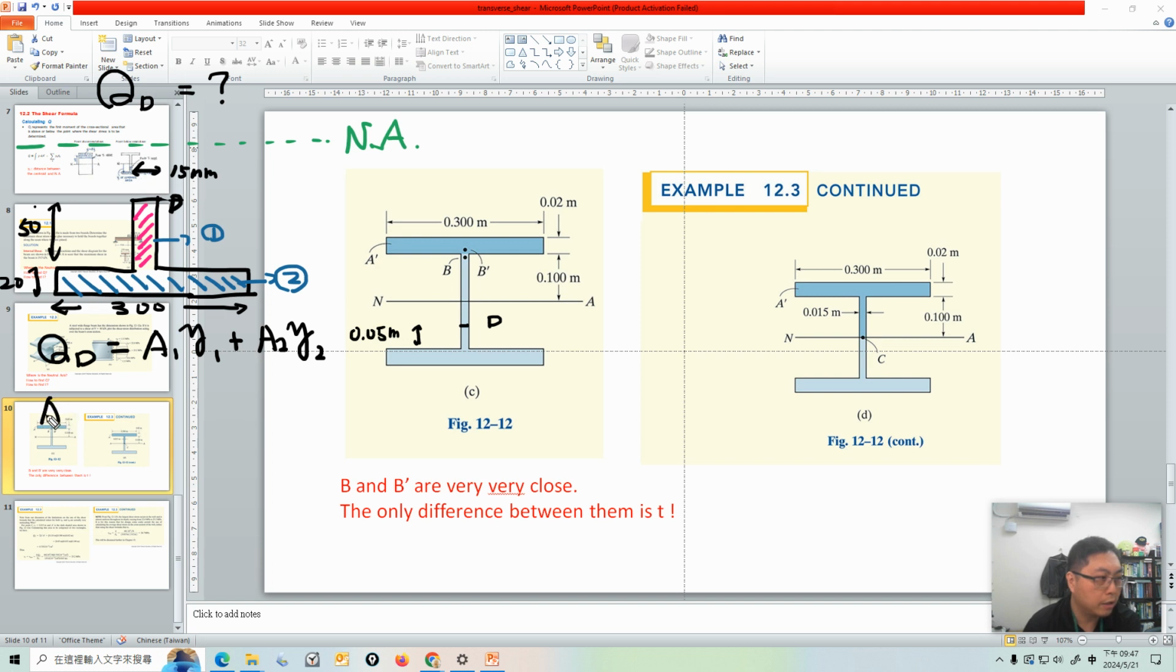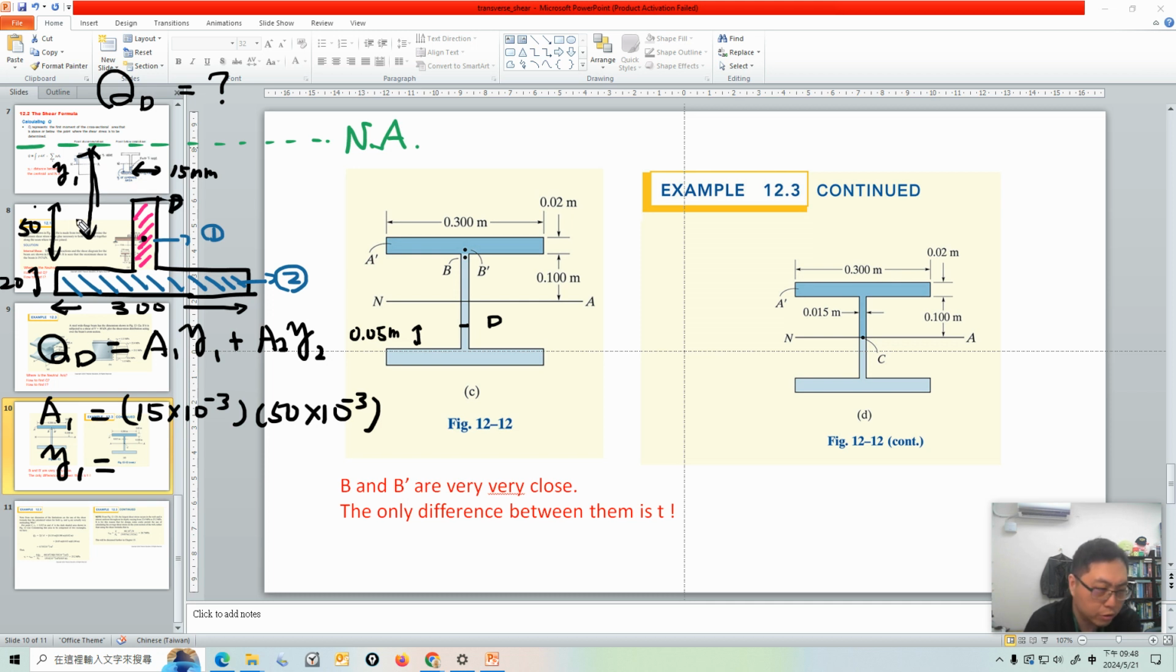So what's our A1 right now? Our A1 is 50 millimeter times 50 millimeter. And what else? Y1. Y1 is the distance between the centroid and the neutral axis. For area one, the centroid is here, so here is your Y1, the distance between the centroid and the neutral axis. Don't forget it.